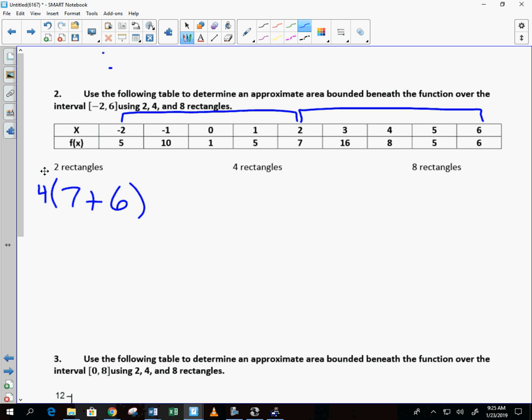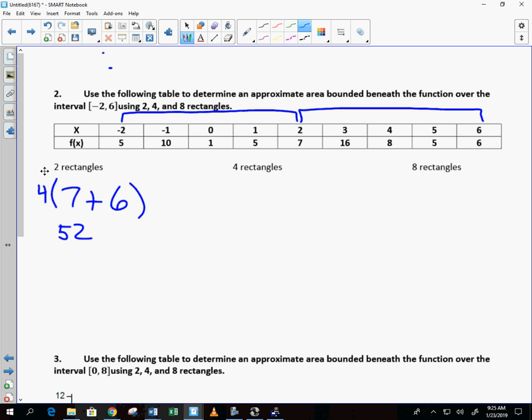Grace, you have a question. So we have our rectangle, and we are choosing the right side of the rectangle. This first rectangle goes from -2 to 2. So the right side of the rectangle is 2, and the height at 2 is 7. So I get 7 plus 6 is 13 times 4 is 52.